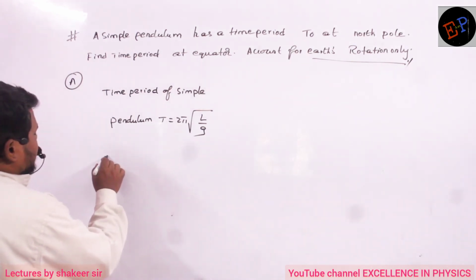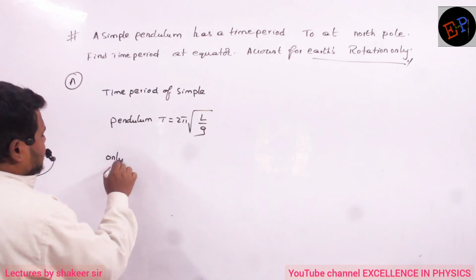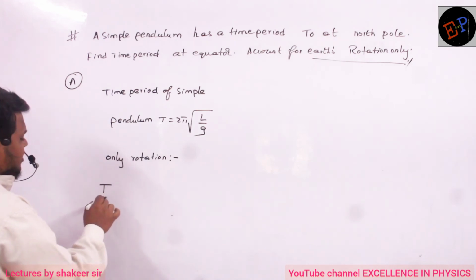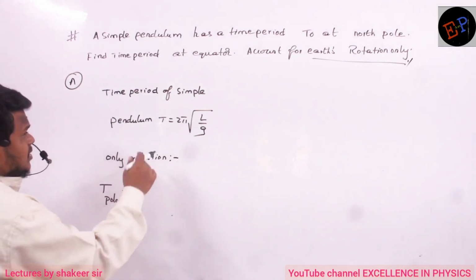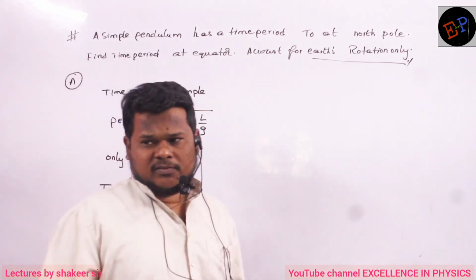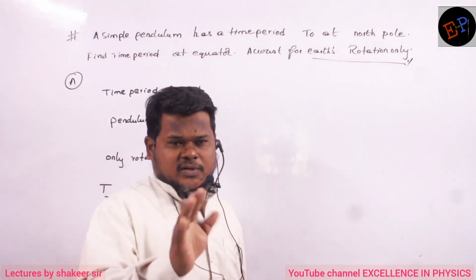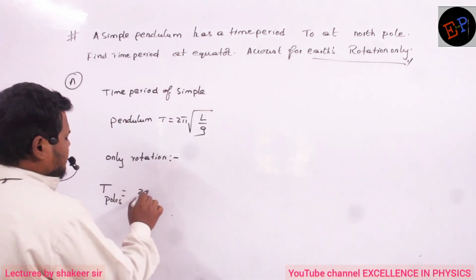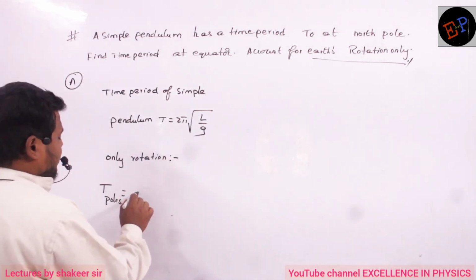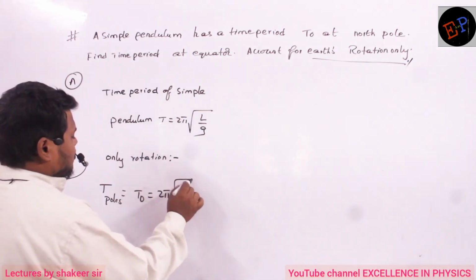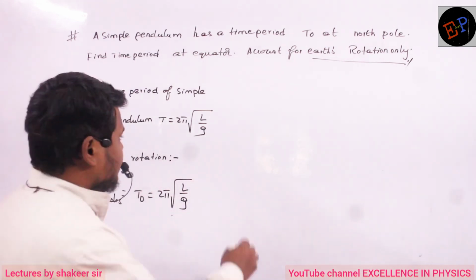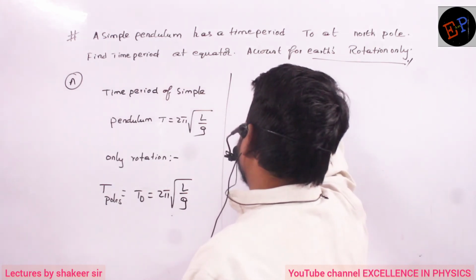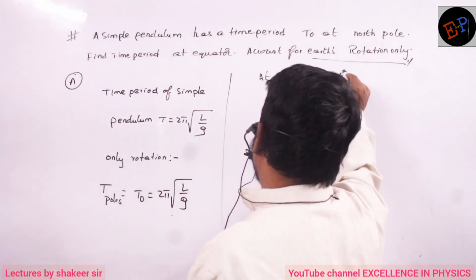So therefore, if I consider only rotation, then what is the time period at the poles? At the poles, there is no effect of rotation, no? At the north pole and south pole, the effect of rotation is not there. It is zero. We have already studied that. So therefore, T at the poles is nothing but T naught. So T naught is equal to 2 pi root L by g. But at the equator, there is an effect of rotation, no? At the equator, there is an effect of rotation.